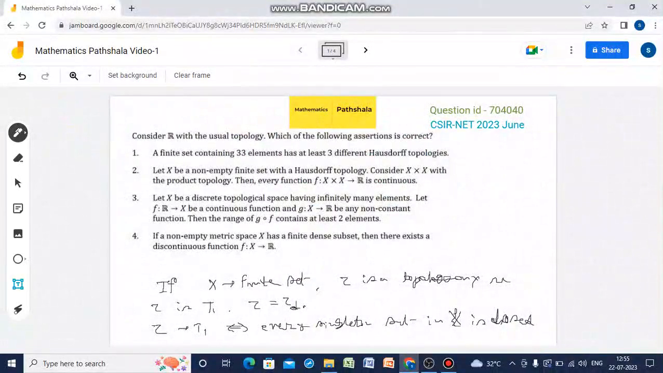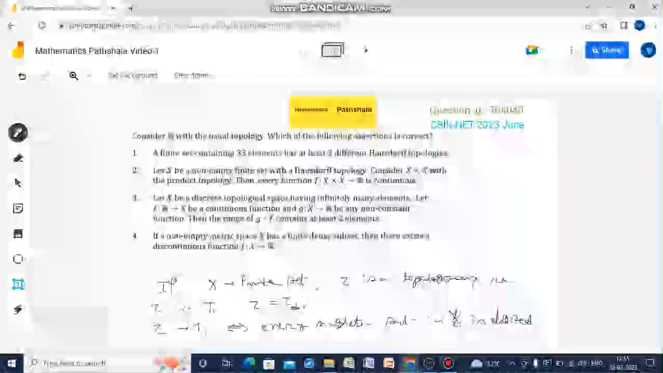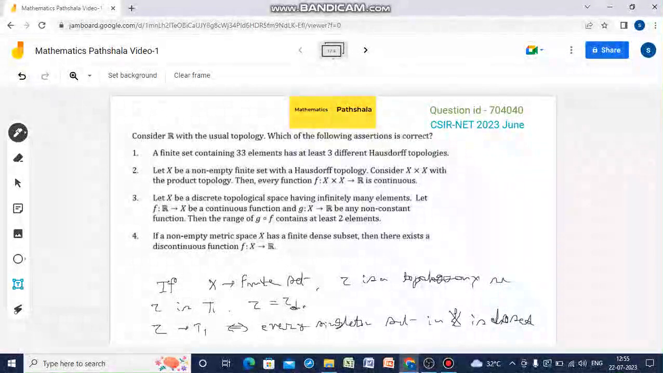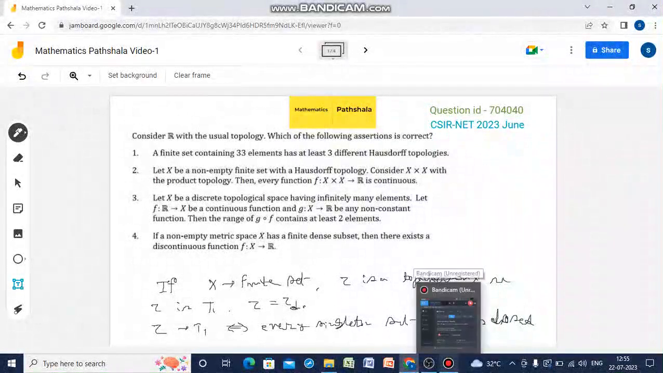Now we will see option 2: if X is a non-empty set with Hausdorff topology, that means T1, so there is the discrete topology, and similarly X cross X will be with the discrete topology, the product topology will be the discrete topology. So any function from X cross X to R will be continuous. So option 2 will be true and others 1, 3, 4 will be false.